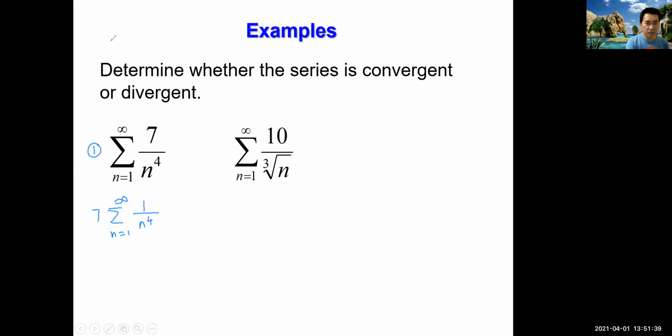Now you can see that's 1 over n to the 4th. That is a P series. What is P? P is 4. So 4 is bigger than 1. We can conclude that the series here converges.